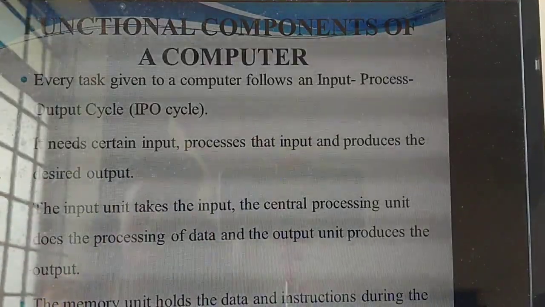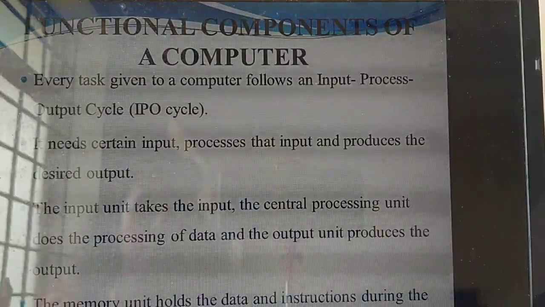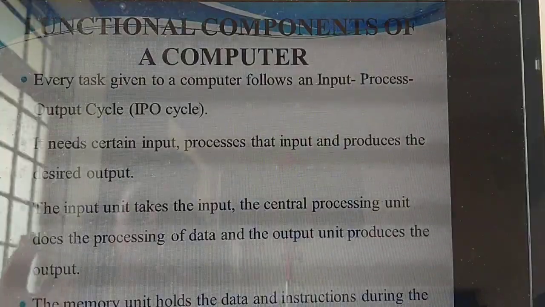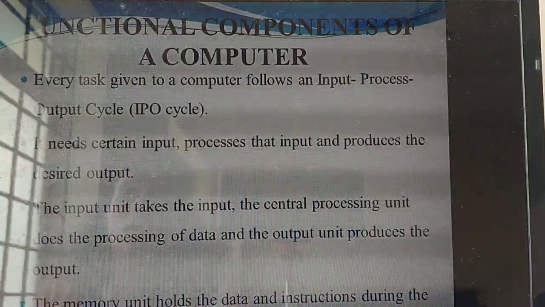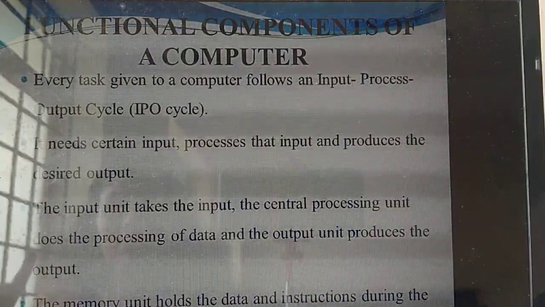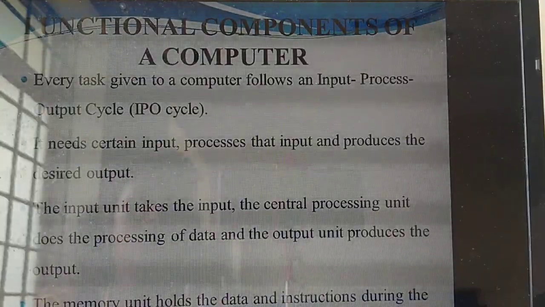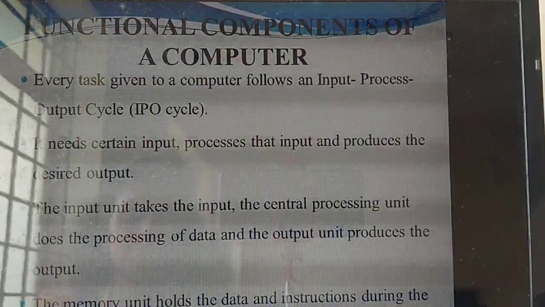So input, process and output. What do you mean by input? Input is given by whom? The user. So what is the process? The computer will process what you give as input, and you will get the particular output based on your input. That is called which cycle? IPO cycle. So each computer follows one cycle called what? IPO cycle. Have you understood the first point? Yes.